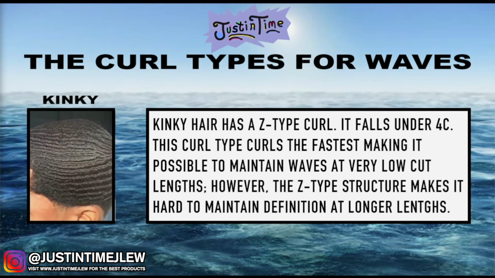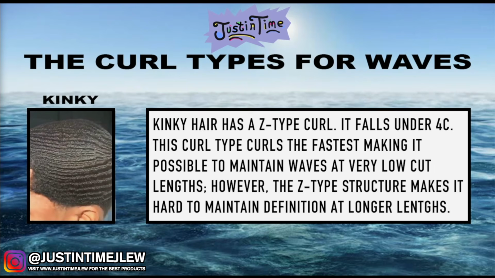because kinky hair has a Z-type curl. It's a curl, but it curls in a Z-type formation. It falls under 4C. This curl type curls the fastest, making it possible to maintain very low lengths. However, the Z-type structure makes it hard to maintain definition at longer lengths.